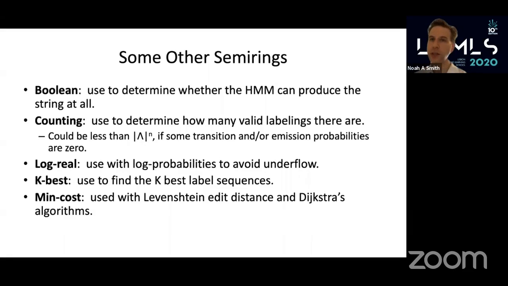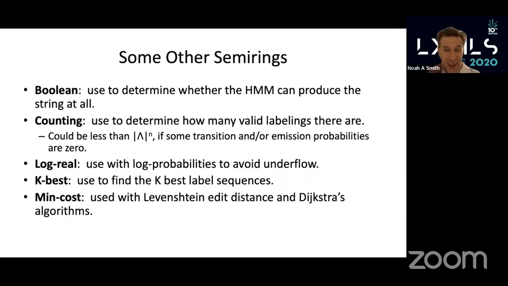You can also change things slightly to get a semi-ring that lets you count how many valid labelings there are. If some of the transition or emission probabilities are 0, then the actual number of labelings might be smaller than size of lambda to the n. And I think we saw an example of this earlier in the lecture.